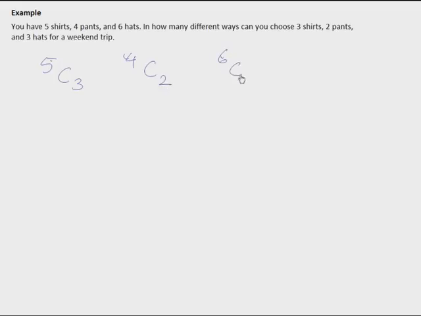And you need 3 hats out of 6 hats. That's 6 choose 3. Since you need the 3 shirts and the 2 pants and the 3 hats, the multiplication principle is applicable. And this is your final answer. What's 5 choose 3? Well, I'm going to be clever. 5 choose 3 is the same as 5 choose 2, which is 10. What's 4 choose 2? That's 6. What's 6 choose 3? Well, that's 6 into 5 into 4 over 3 into 2 into 1, which is 20. So the final answer is 60 into 20.